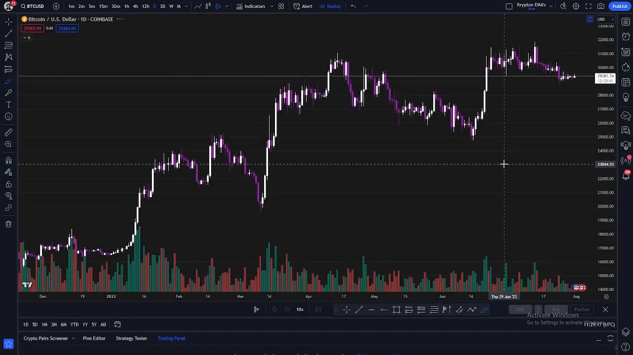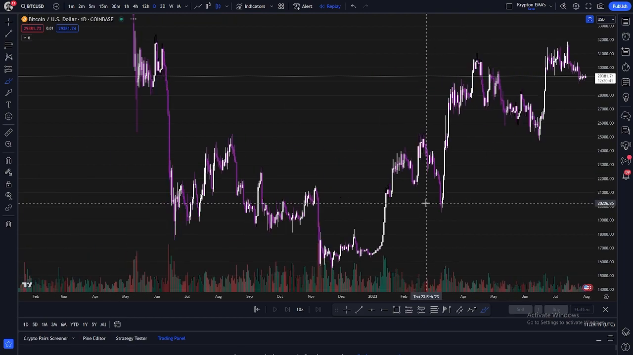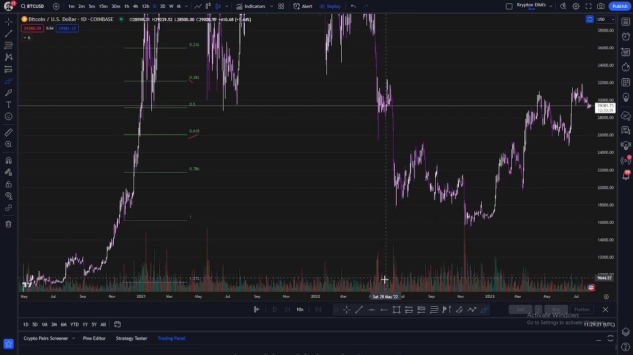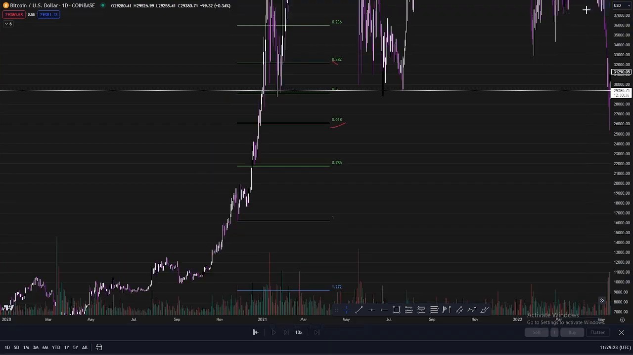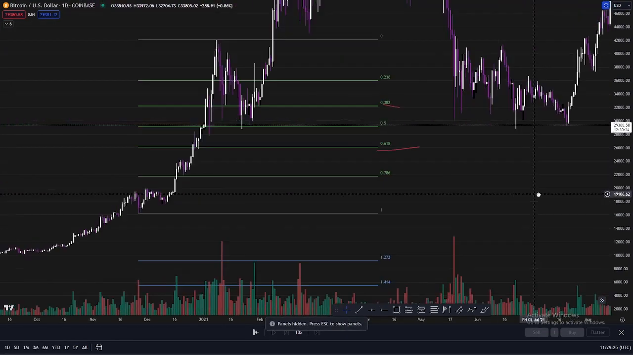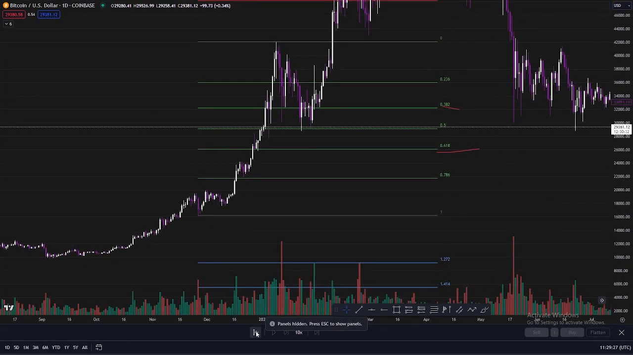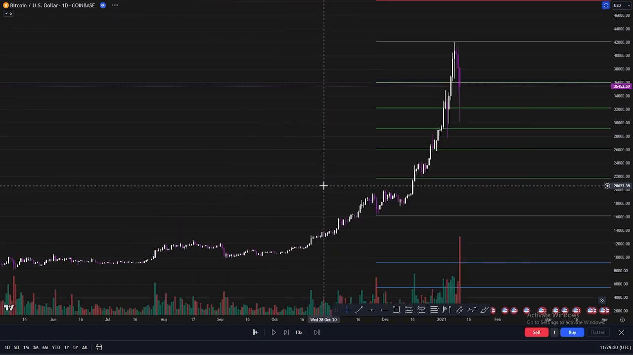My bad, we are on this chart. So yeah, a lot of traders prefer that level to most other levels. We'll just go back to where we were.